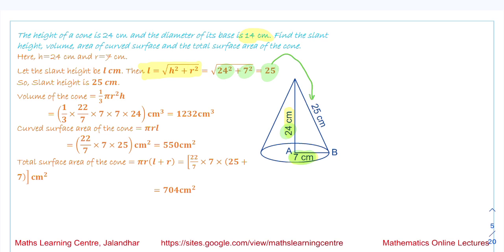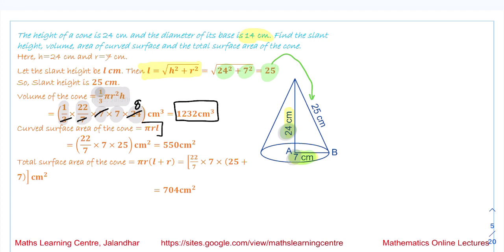Next we have the volume of the cone. The formula is 1 by 3 pi r square h. So it is 1 by 3, pi is 22 by 7, the radius of the cone is 7, so it is 7 into 7, and the height is 24. This 7 gets cancelled and this gets cancelled. When you multiply these values, you get the answer 1232 centimeter cube.